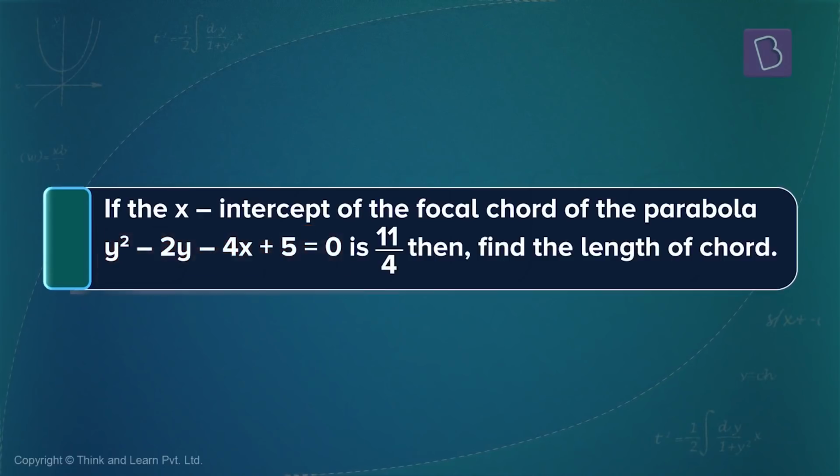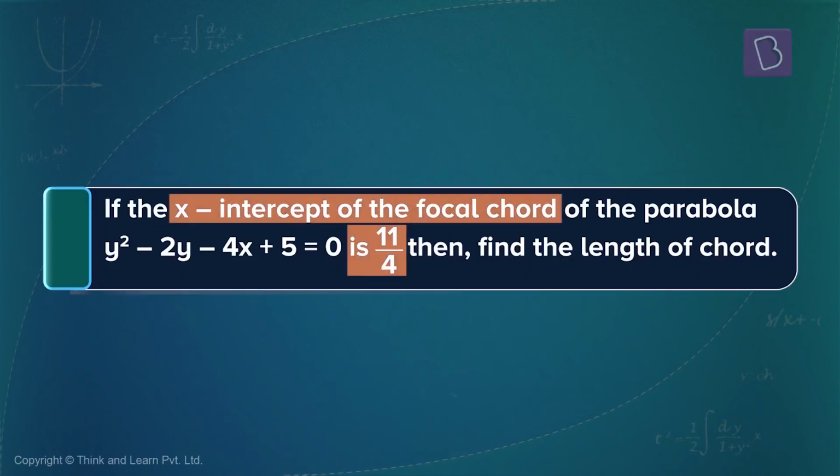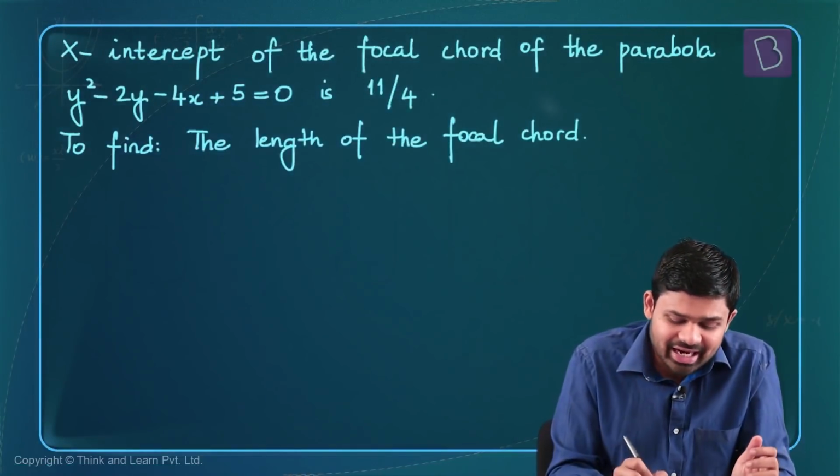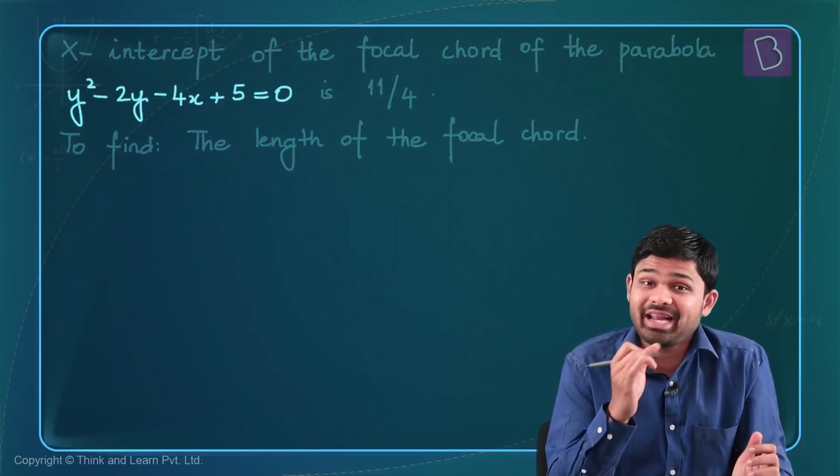What else has been told? One particular focal chord of this parabola has the x-intercept as 11 by 4. Now the objective of this question is to find the length of that focal chord. So let's get into business. First of all, let's rewrite this equation in a form that we recognize.